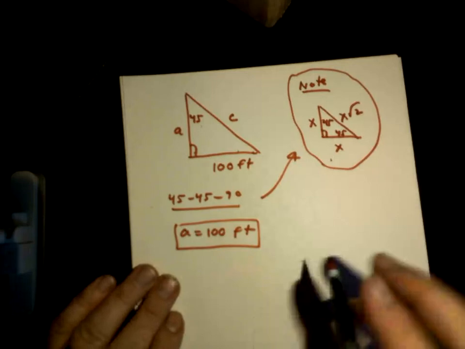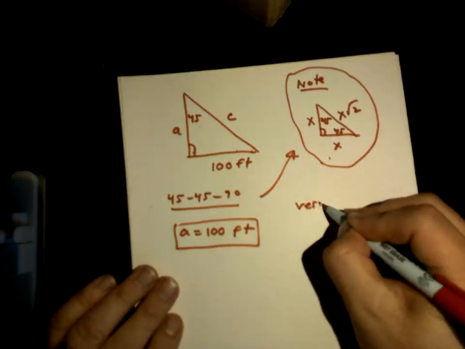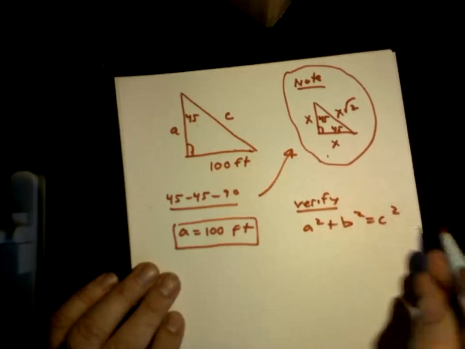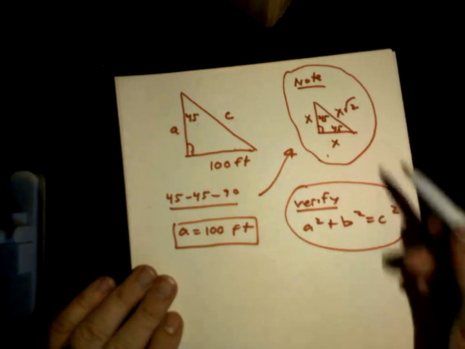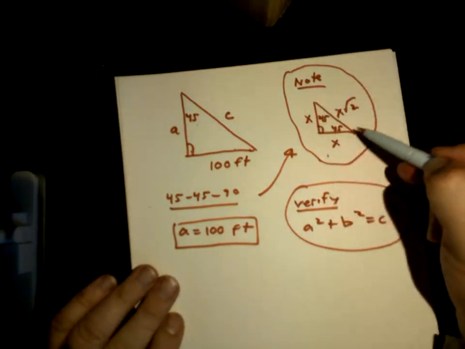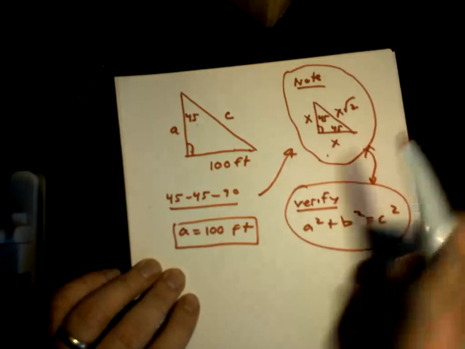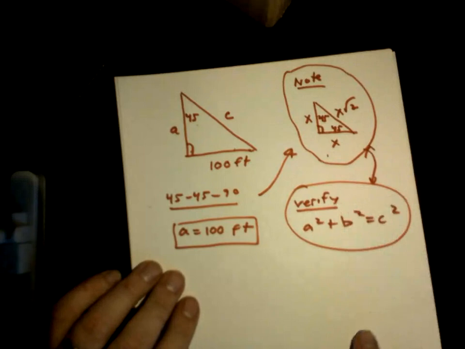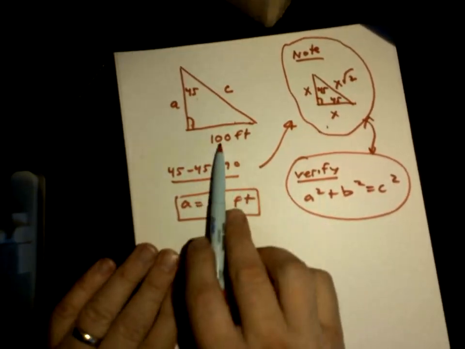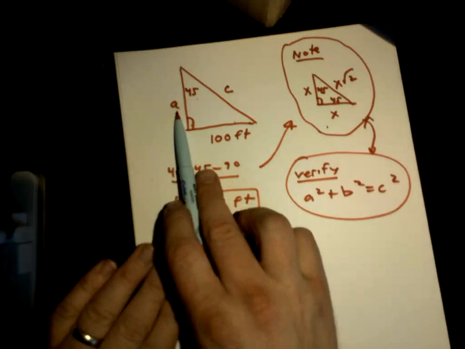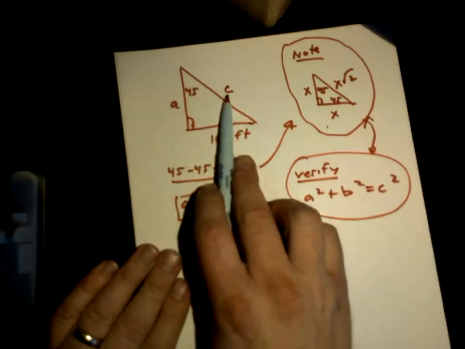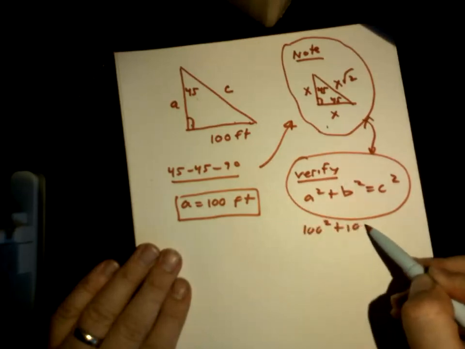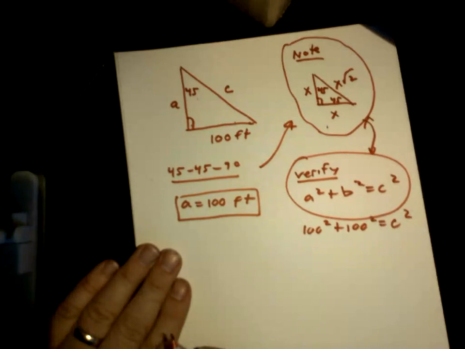Now, you can verify this. You can verify, if you want to, by A squared plus B squared equals C squared. But we have this to go by, so we can verify either of these. We can do it two ways. If this is 100 feet, this is 100 feet, what do you think this is going to be? Well, I can go 100 feet squared plus 100 feet squared equals c squared, right? And solve for c.